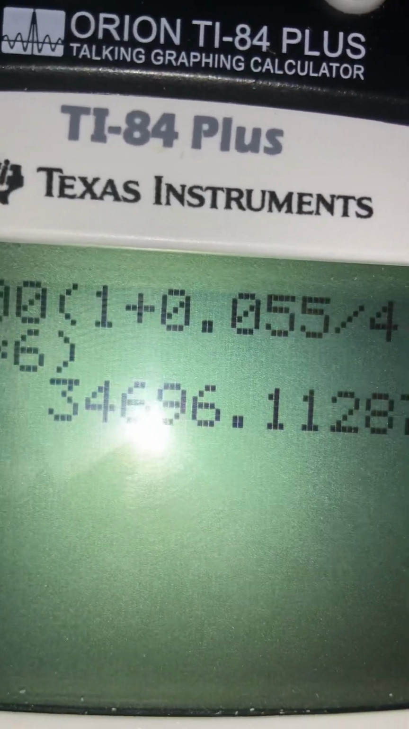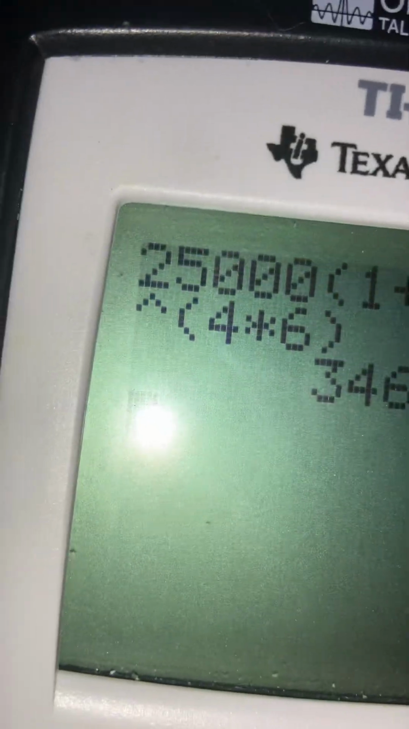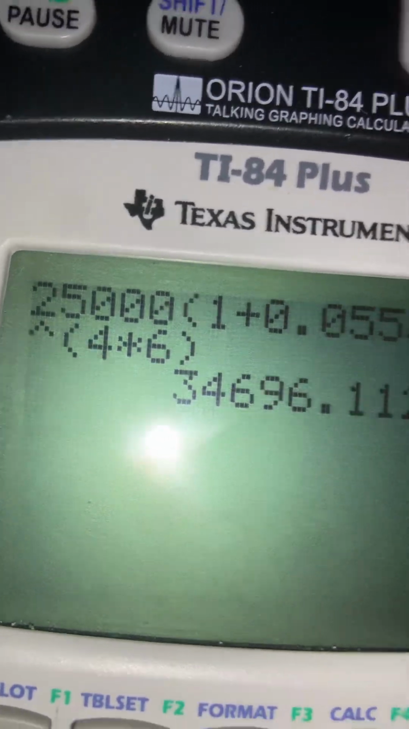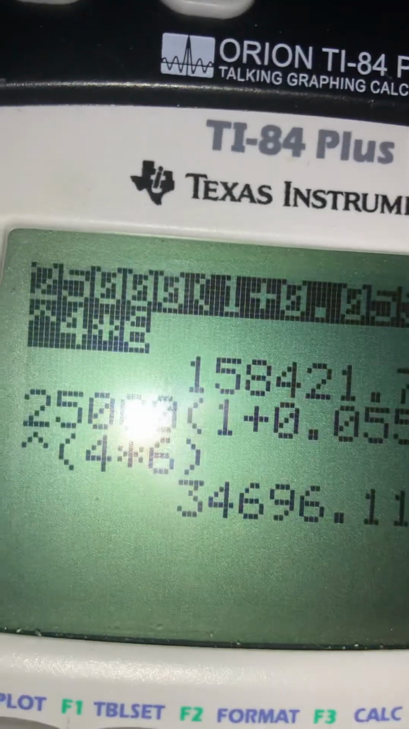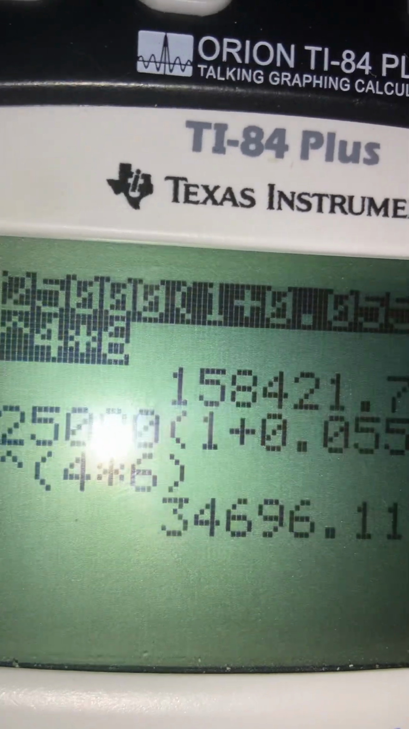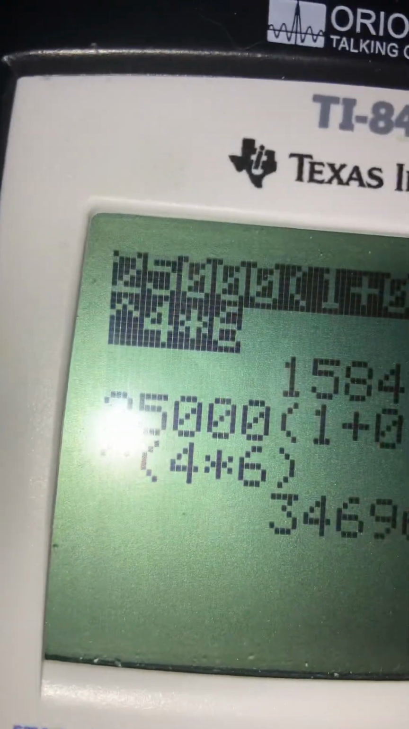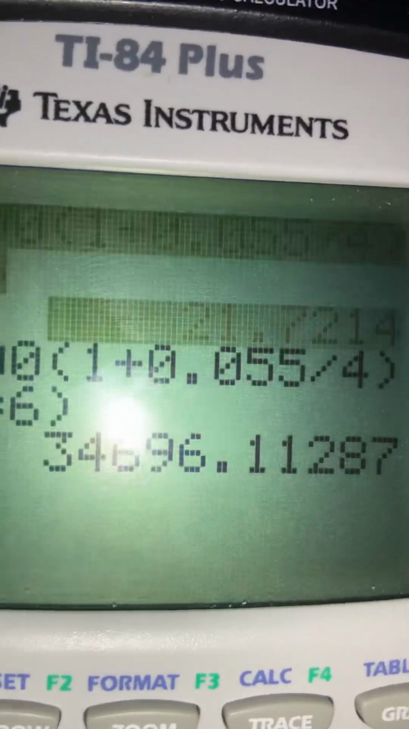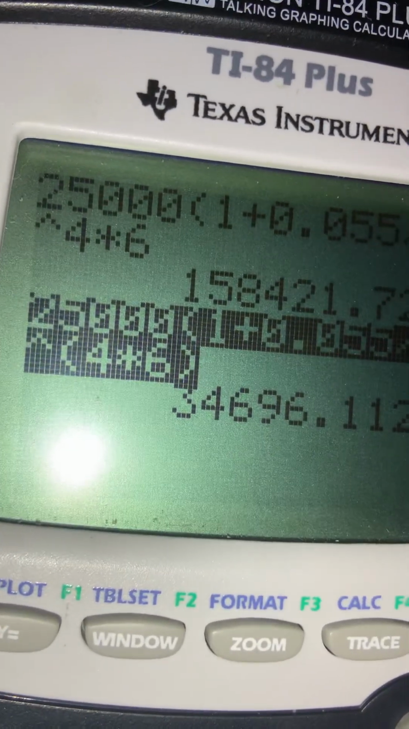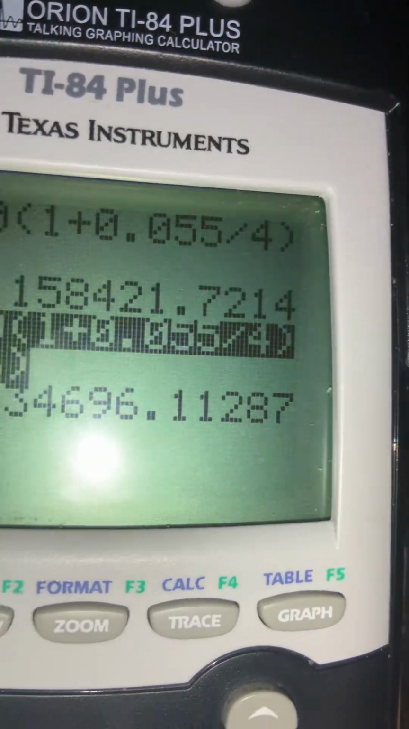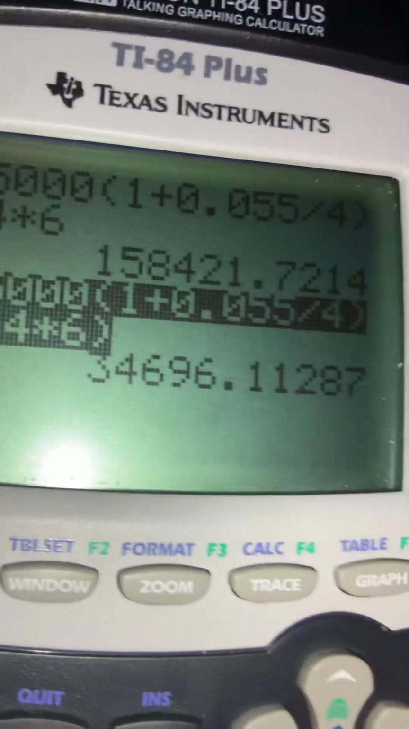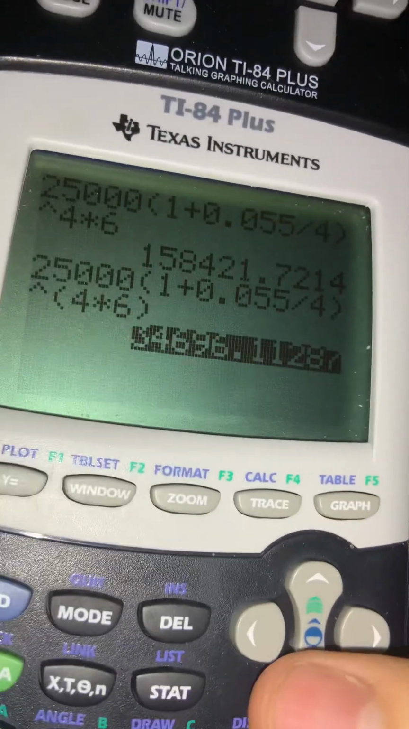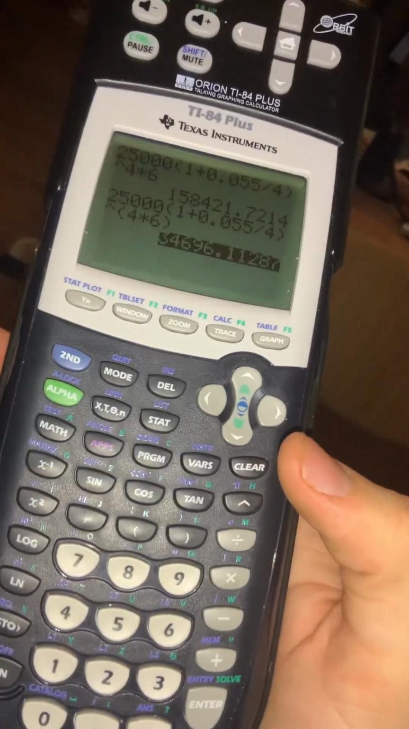Because here we have 1 plus 0.055 over 4 to the power of 4 quarterly times 6 years, whereas on the other hand, 25,000 open parenthesis, 1 plus 0.055 divided by 4, close parenthesis, power open parenthesis, 4 times 6, close parenthesis, gives 34,696.11287. So that's a more accurate response, and the way you can do that.